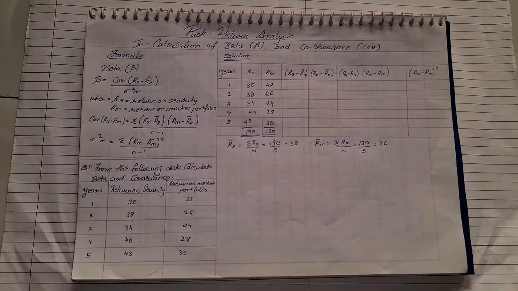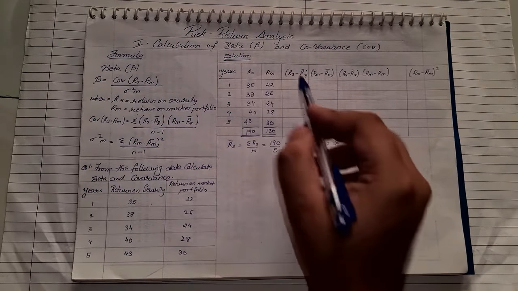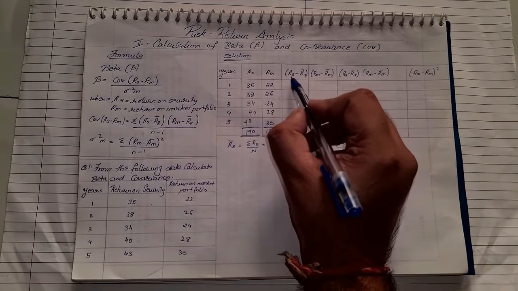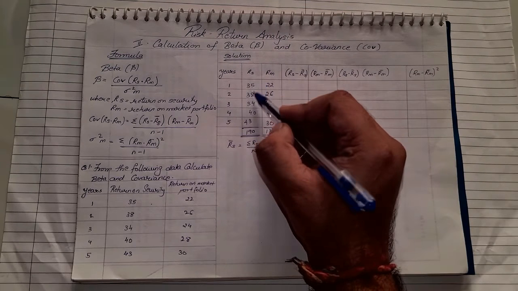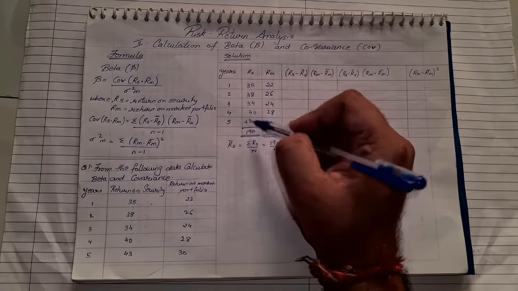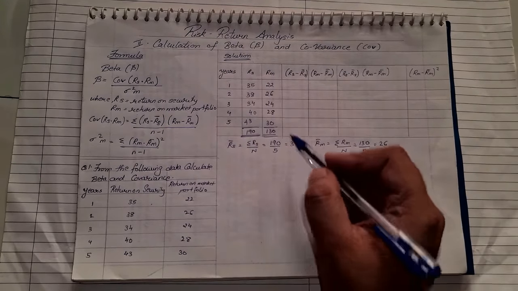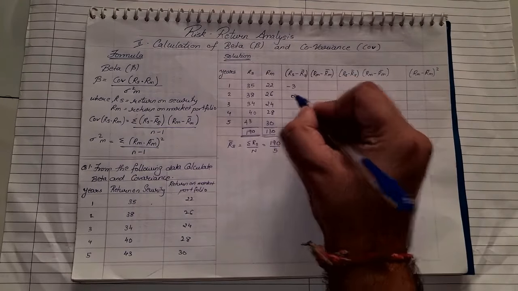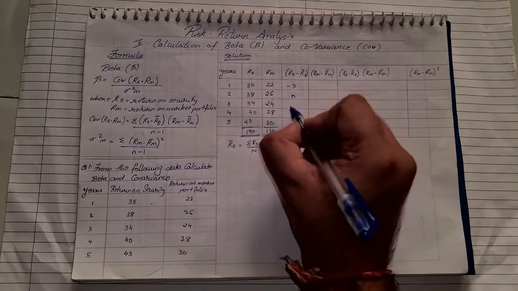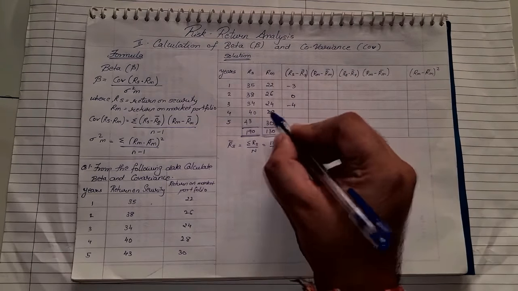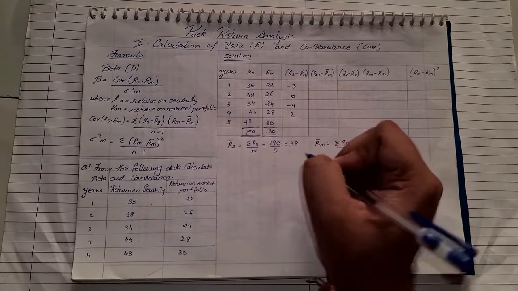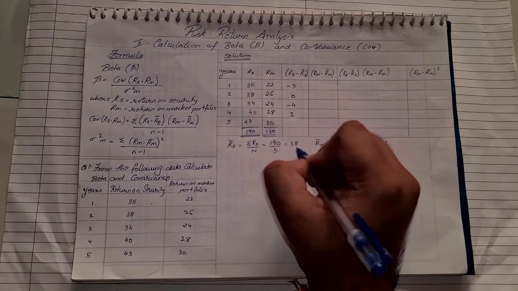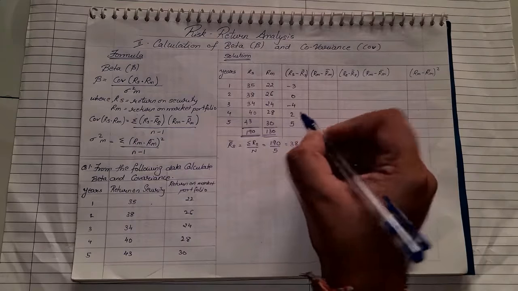Okay, that's the very first step that needs to be noted. Now once we have got the values of the averages of return of security and market, we can go to the next column. Our next column is RS, that is return of security. So each return we have to subtract by the average return. So 35 minus 38 will be negative 3, 38 minus 38 is 0, 34 minus 38 is negative 4, then we have 40 minus 38, that is 2, and 43 minus 38, that is 5.